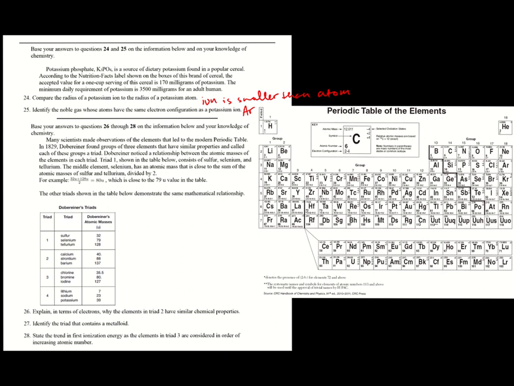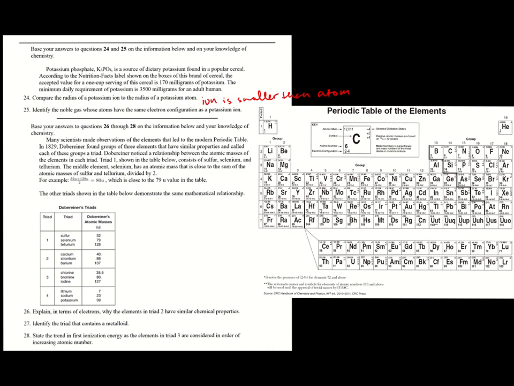Okay. So number 26, explain in terms of electrons why the elements in triad 2 have similar chemical properties. So we should think, when you have similar chemical properties, you're in the same group, so same number of valence electrons. Another key thing with these free response questions, when they say in terms of something, you need to state it. Somewhere in your answer has to mention it. So we're going to say that they have the same number of valence electrons. And so that takes care of that requirement.